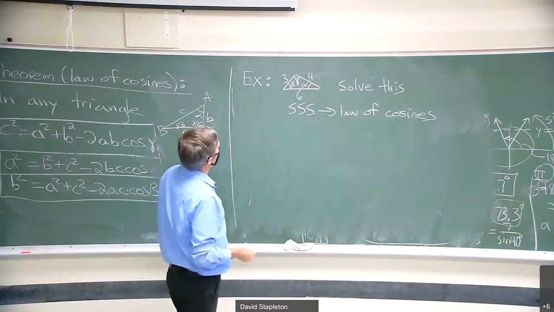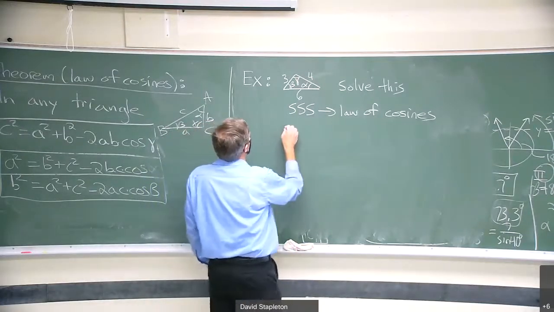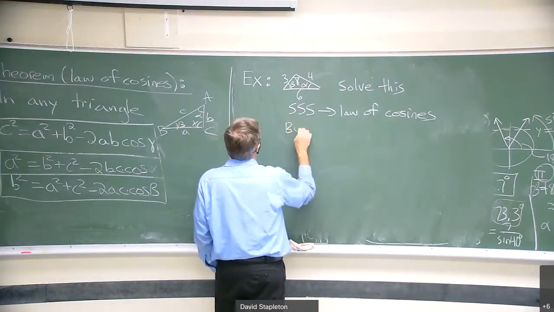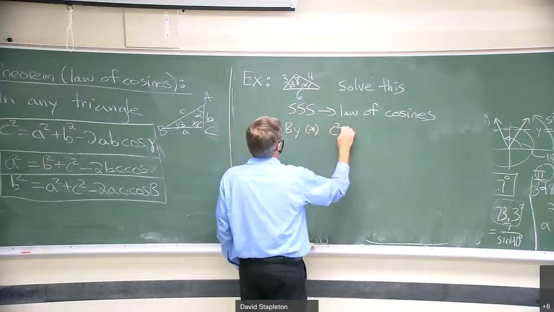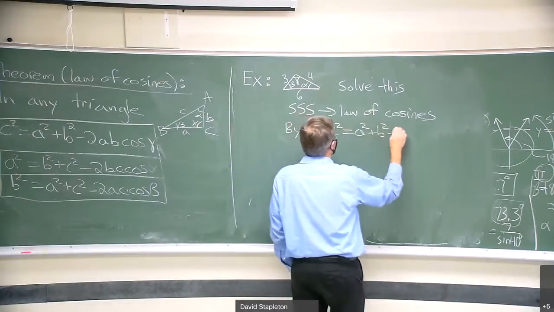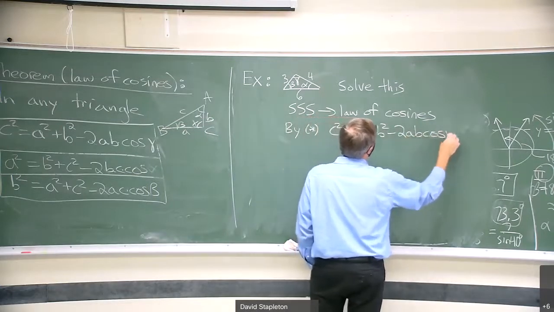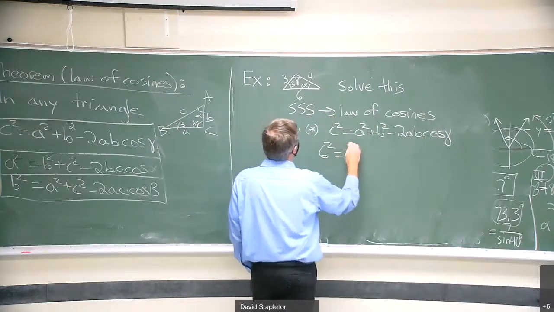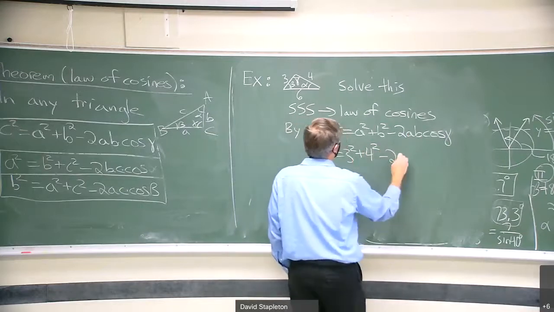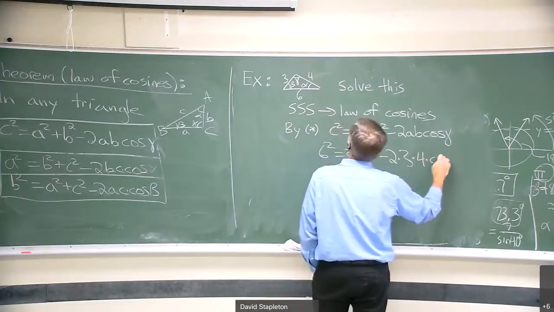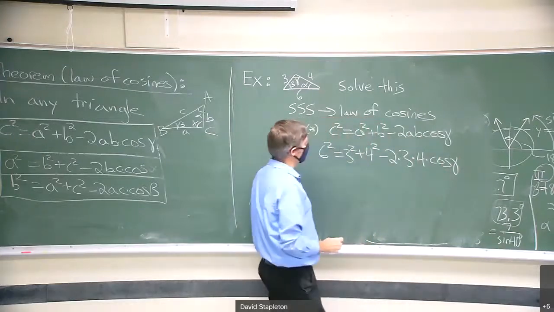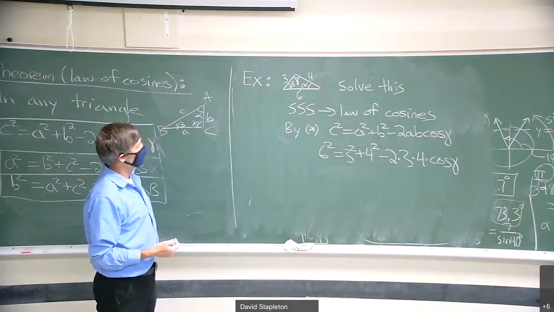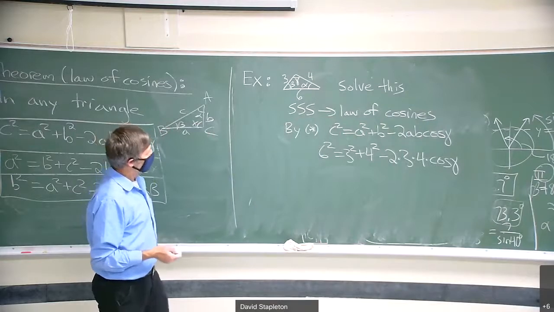And then the law of cosines says, the first one, c squared equals a squared plus b squared minus 2ab cosine c, or cosine gamma. 6 squared equals 3 squared plus 4 squared minus 2 times 3 times 4 times cosine of gamma. And by writing the law of cosines, I have all but one number, so I can solve it. Right? So that's why side, side, side is good for the law of cosines. You can write all but one number.